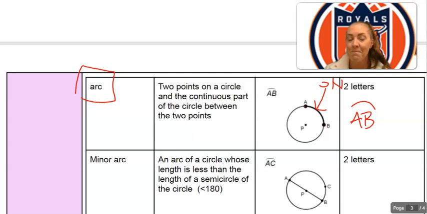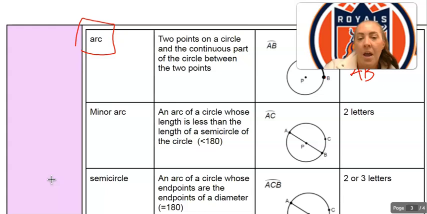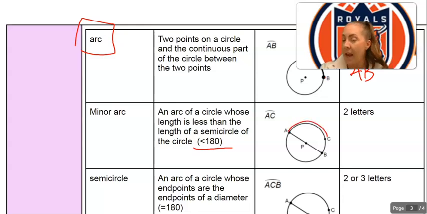Okay? Now, there are 3 specific types of arcs, kind of like with the area of the sector part. So a minor arc. A minor arc means that it's less than half a circle. So right here, I've got AC. It's less than half a circle, and we want to use 2 letters. I could also do arc BC. Okay? So those are both minor because they're less than half a circle.